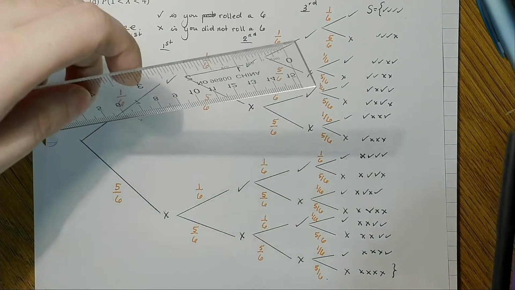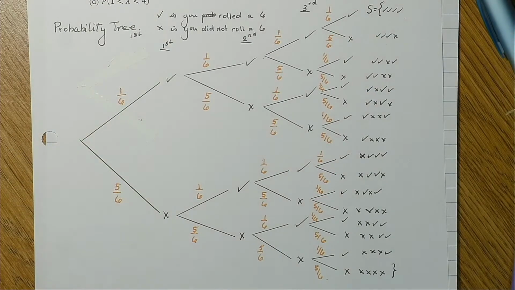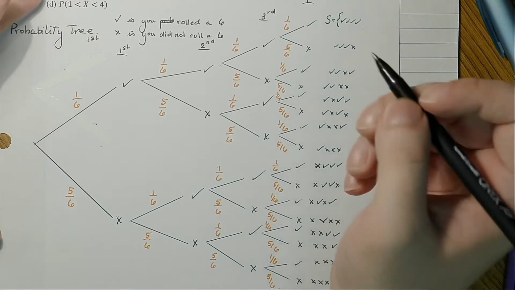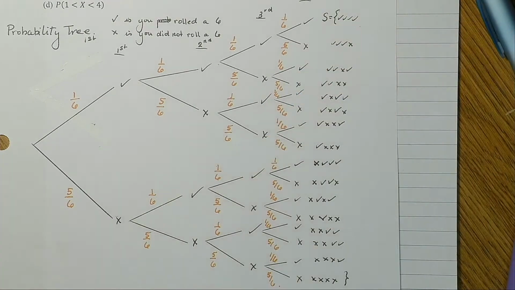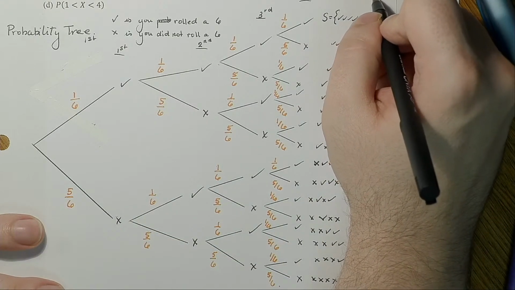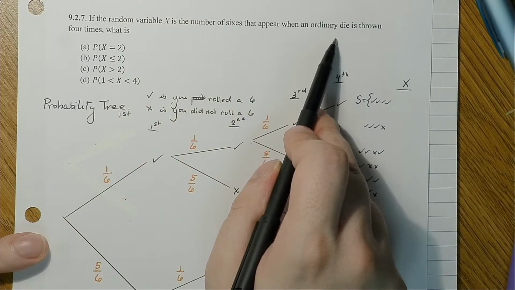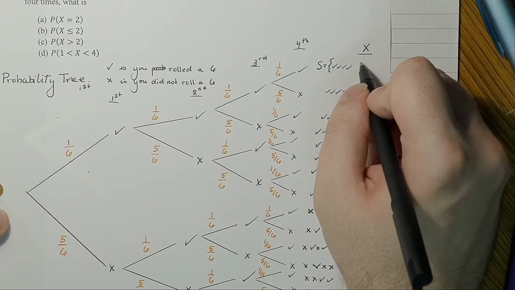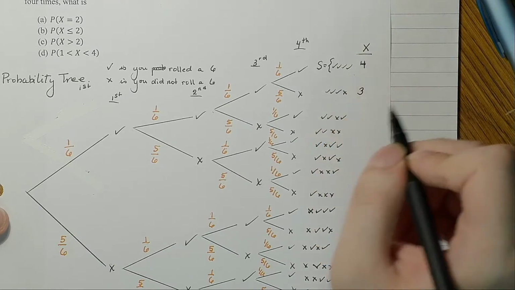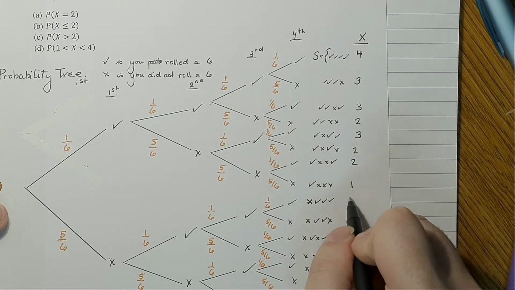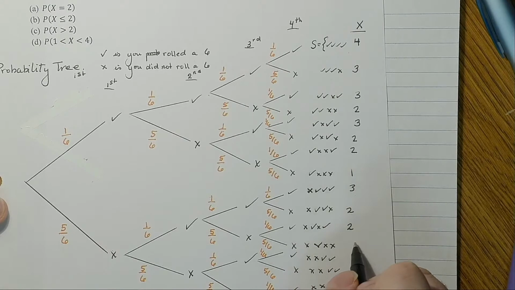I started to run a bit out of room. So I can actually go through here and count, since x is the number of 6s that appear when an ordinary die is thrown 4 times. So over here, this would be 4 6s appear, 3, 3, 2, 3, 2, 2, 1, 3, 2, 2, 1, 2, 2, 1, and lastly 0.